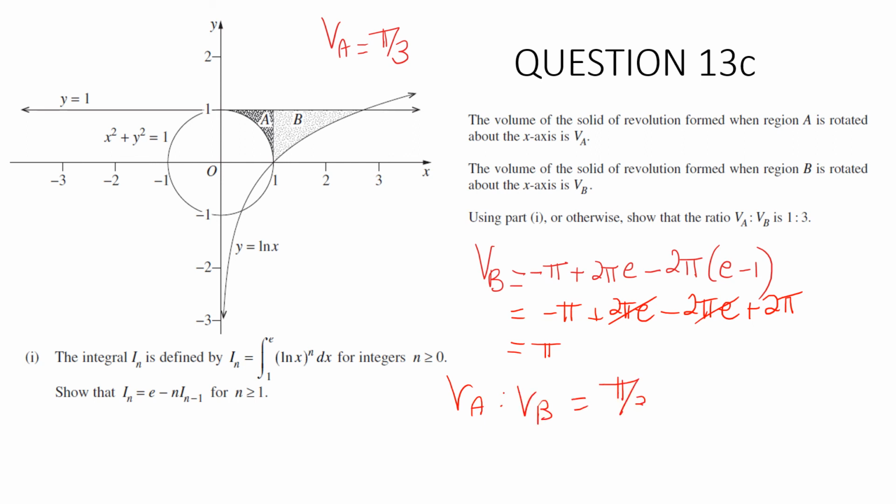So the ratio of the volume of A to the volume of B is equal to π on 3π. I multiply both of those sides by 3 on π, and I will end up with 1 to 3 as required.